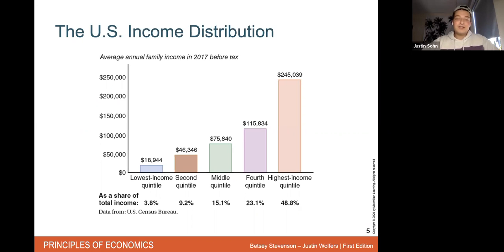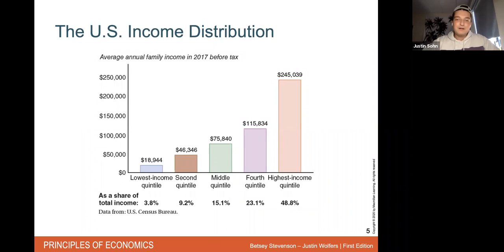The interesting thing to note at the bottom here is the percent of total income. 3.8% of total income in the US goes to this bottom quintile. They're making about 4% of all of the income in the US. And this top 20%, this highest quintile, is bringing in almost half the income, and they're only 20% of the population, which is pretty crazy. So one thing to gain from this graph is the income inequality that we see here in the United States.